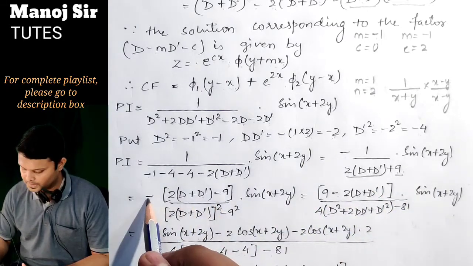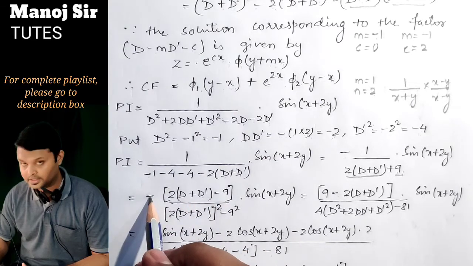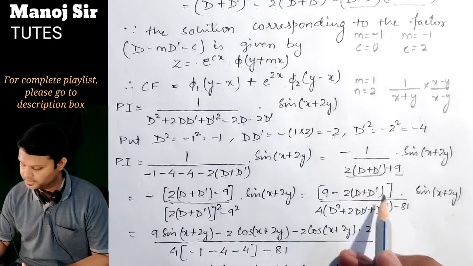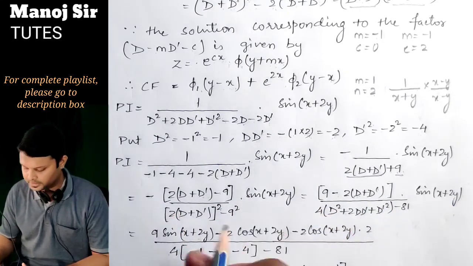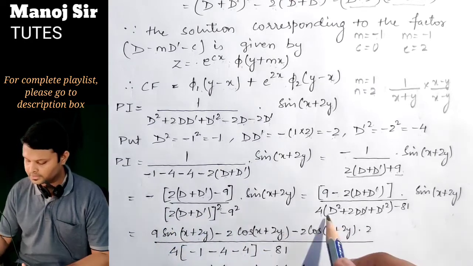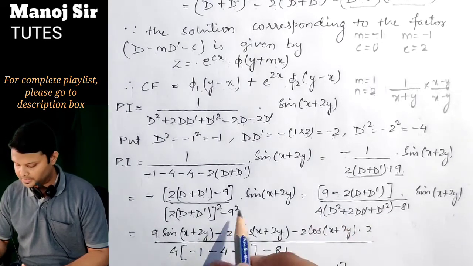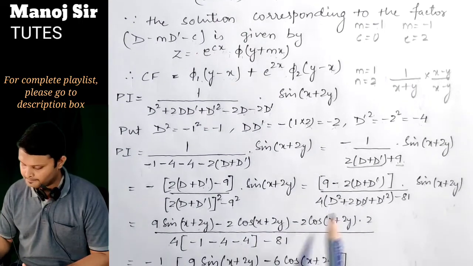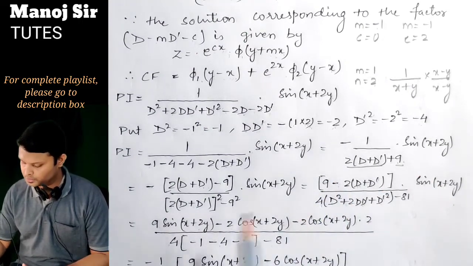Now we take this negative common. If you take negative common, then negative negative will become positive. So this is going to be 9 minus 2 into D plus D dash into sine of x plus 2y upon, if you open this bracket, this will become 2 square, that is 4, D plus D dash whole square, that is D square plus 2D into D dash plus D dash square, minus 9 square, that is 81.